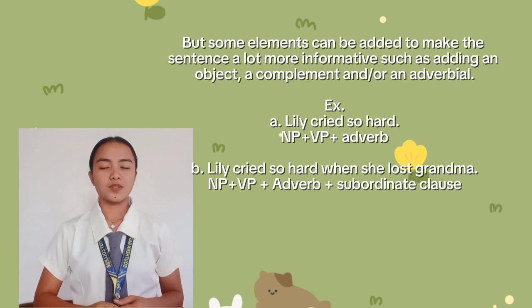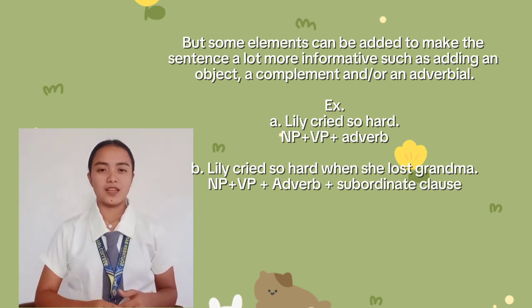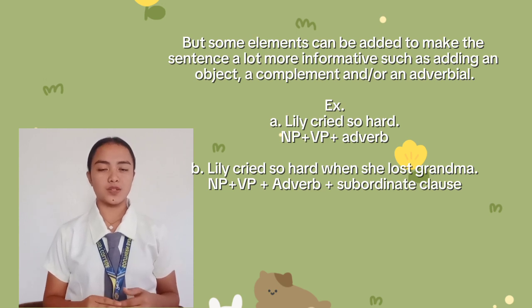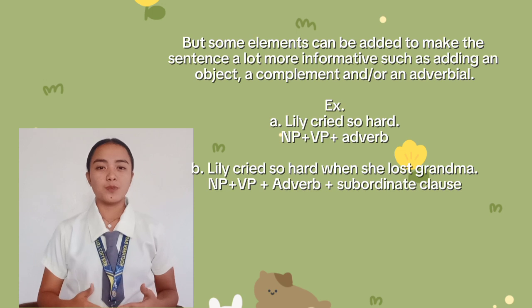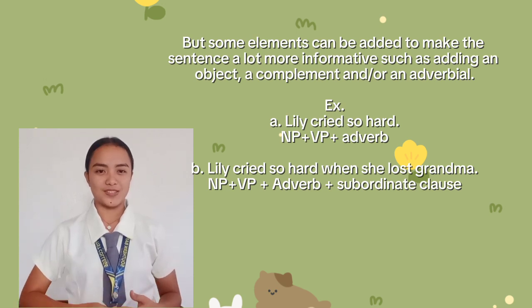So, first example, Lily cried so hard. We add "so hard," and that's our adverb. In the second sentence, Lily cried so hard when she lost her grandma. We add "when she lost her grandma," and that is our subordinate clause.